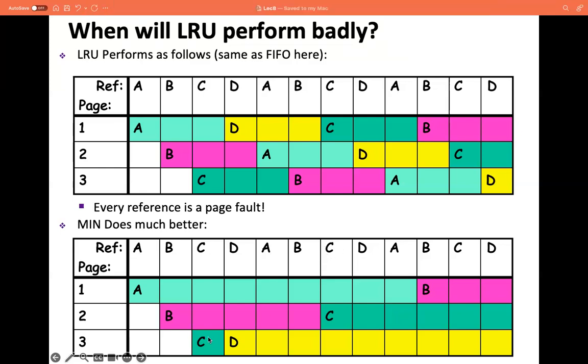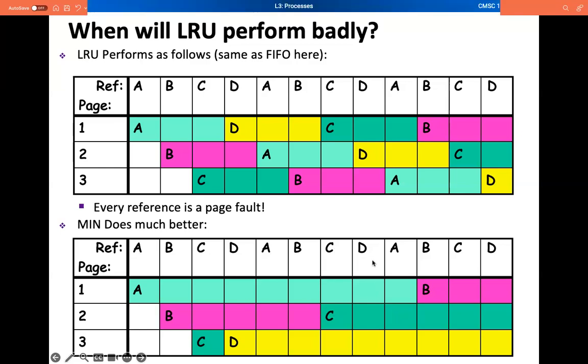So we replaced C with D, and then A is already loaded, B is already loaded, and then next C must be loaded, but currently we have D, B, and then A in the main memory. So let's look at the future. So D, A, and then B. So we can see that B is the farthest away. So we replace B with C.